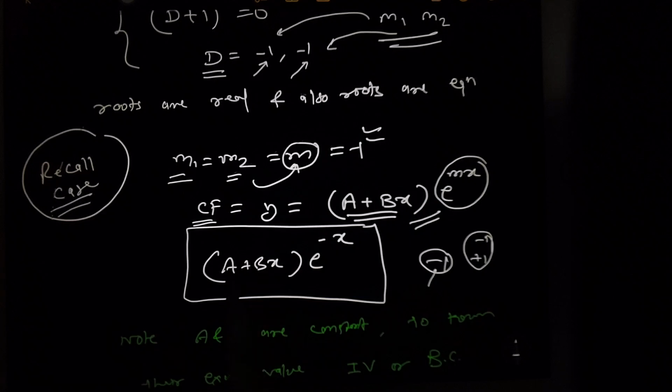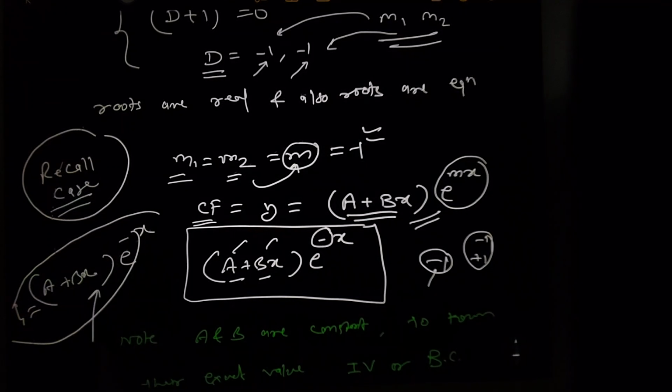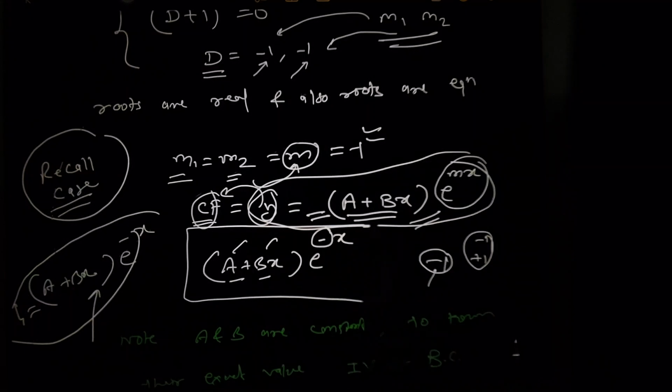So now in a plus bx, this a and b will be as it is, and for m I will write -1. So (a plus bx) as it is, in brackets, e power minus x. This became your y is equal to. So this became your complementary function. It means complementary function is equal to y, or you can also write y is equal to complementary function.